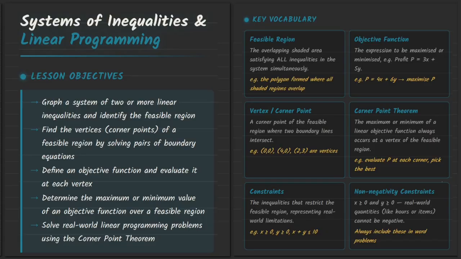In this lesson, we are looking at systems of inequalities and linear programming. By the end of this lesson, you should be able to graph a system of two or more linear inequalities and identify the feasible region. You should be able to find the vertices of a feasible region by solving pairs of boundary equations. You should be able to define an objective function and evaluate it at each vertex. You should be able to determine the maximum or minimum value of an objective function over a feasible region. And finally, you should be able to solve real-world linear programming problems using the corner point theorem.